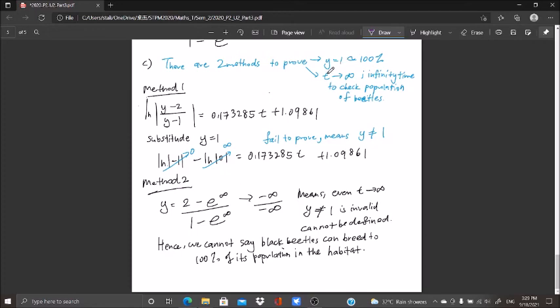How about the other method? In infinite time, will the population of beetles grow to 100% of that population? We substitute infinity inside. We know that the exponent power of infinity gives back infinity. So even in infinite time, y still cannot be 1. It still cannot be undefined. So we cannot say that the black beetles can breed to 100% of their population in the habitat. So that's all for the 2020 semester 2 STPM questions.